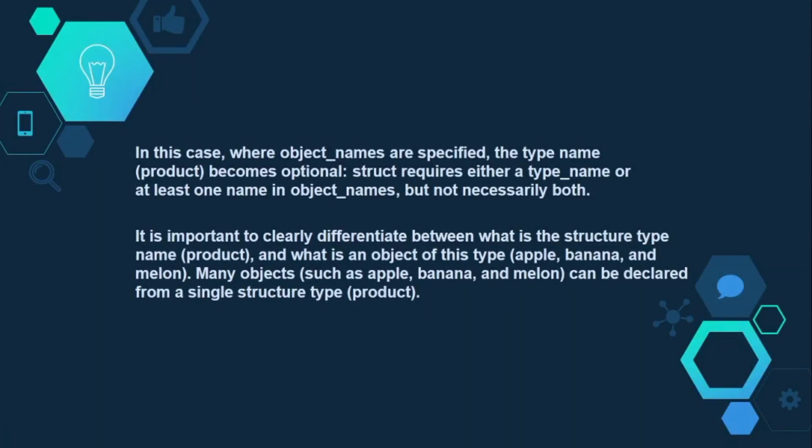In this case, where object names are specified, the type name product becomes optional. Struct requires either a type name or at least one name in object names, but not necessarily both. It is important to clearly differentiate between the structure type name, or product, and an object of this type, for example apple, banana, and melon. Many objects such as apple, banana, and melon can be declared from a single structure type, product.